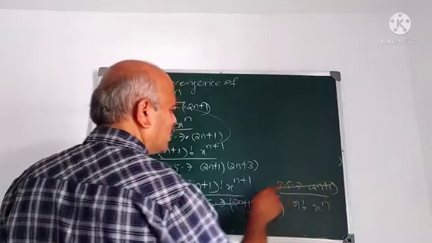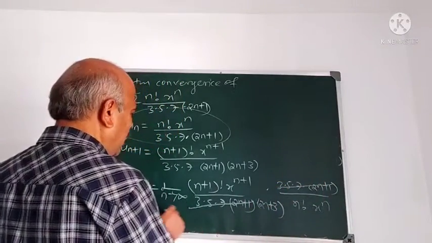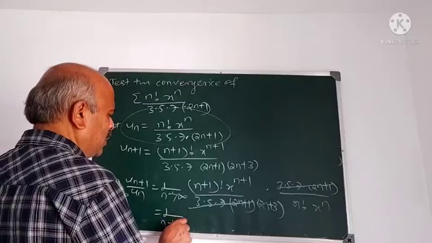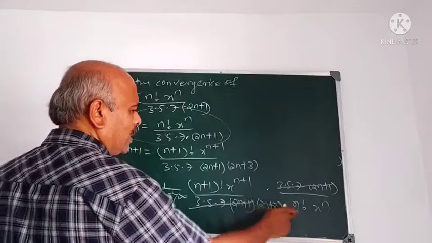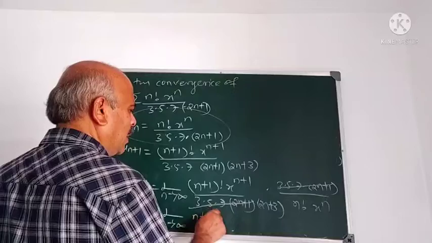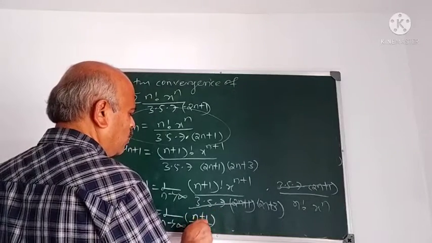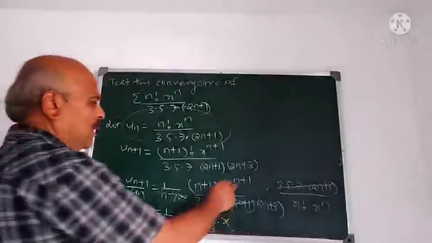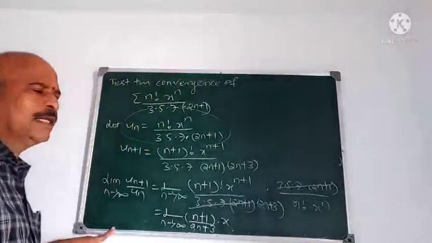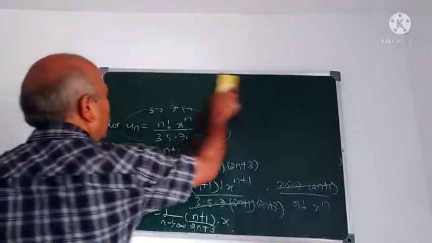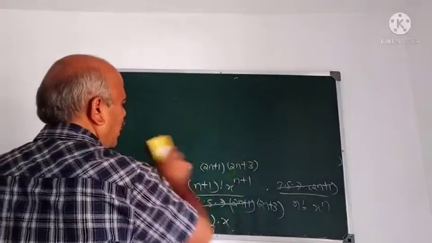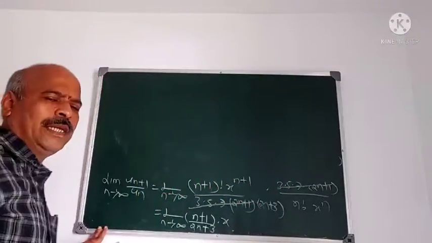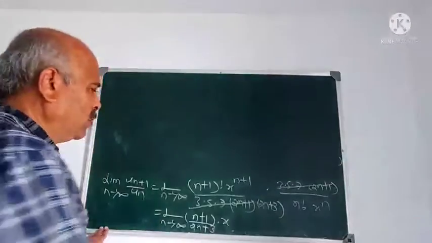2n plus 1 cancels with 2n plus 1, and it is the limit as n tends to infinity. What is (n plus 1) factorial by n factorial? It is n plus 1 upon 2n plus 3 into x, because x raised to n plus 1 by x raised to n is x. Now we have to find the limit of this, and the convergence or divergence depends on the value of the limit.